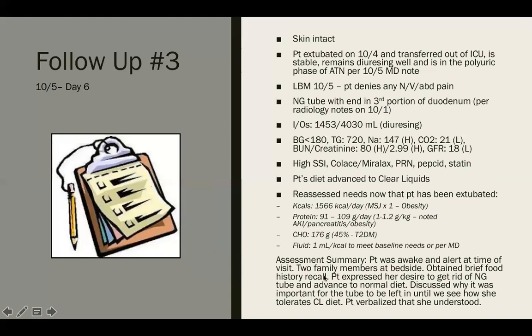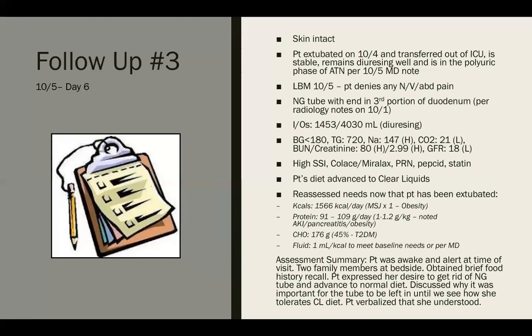Protein's been decreased a little bit, but we keep it a little bit higher than normal just because of her pancreatitis and acute kidney injury. And carbohydrates were assessed because she's diabetic. And fluid, 1 milliliter per kcal to meet baseline needs or per MD.